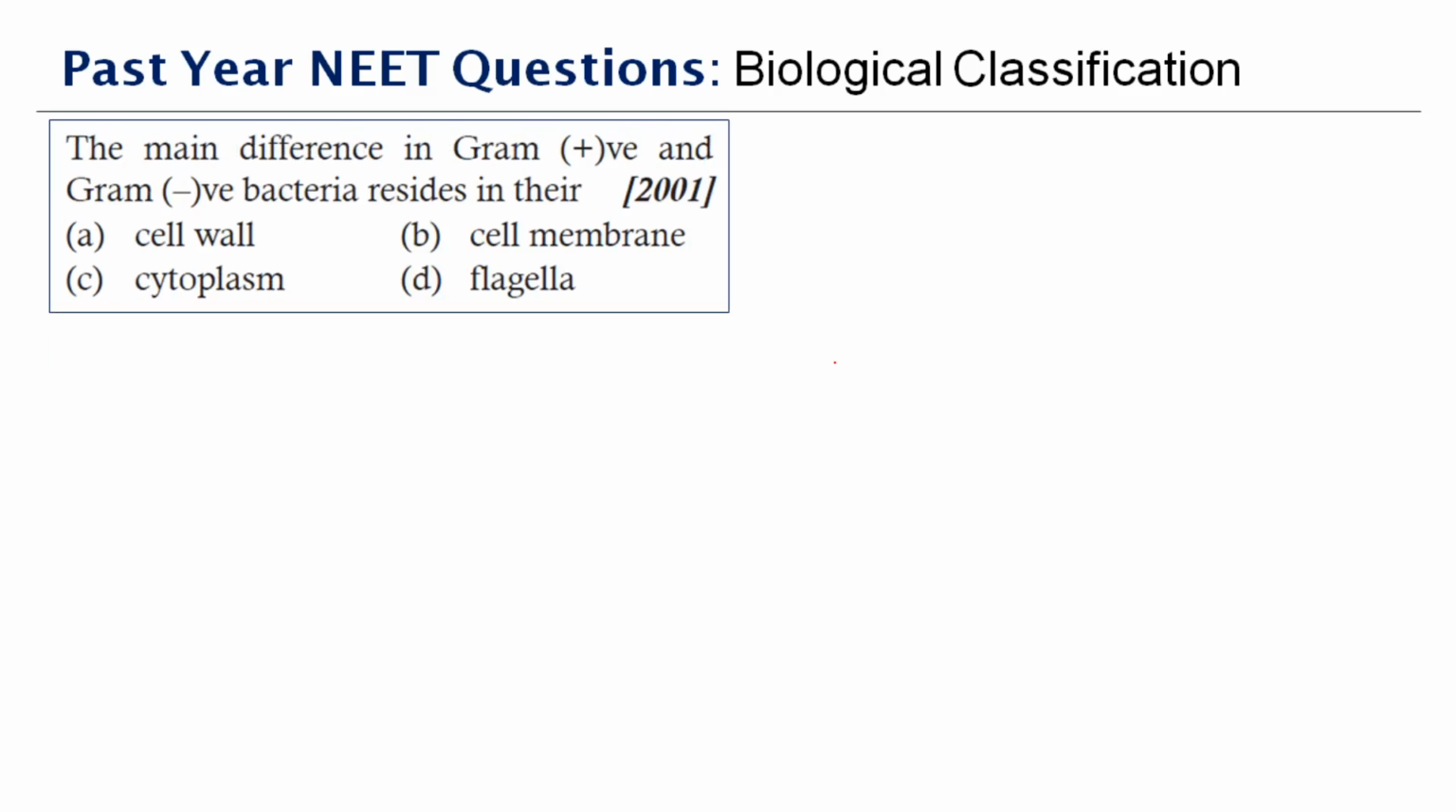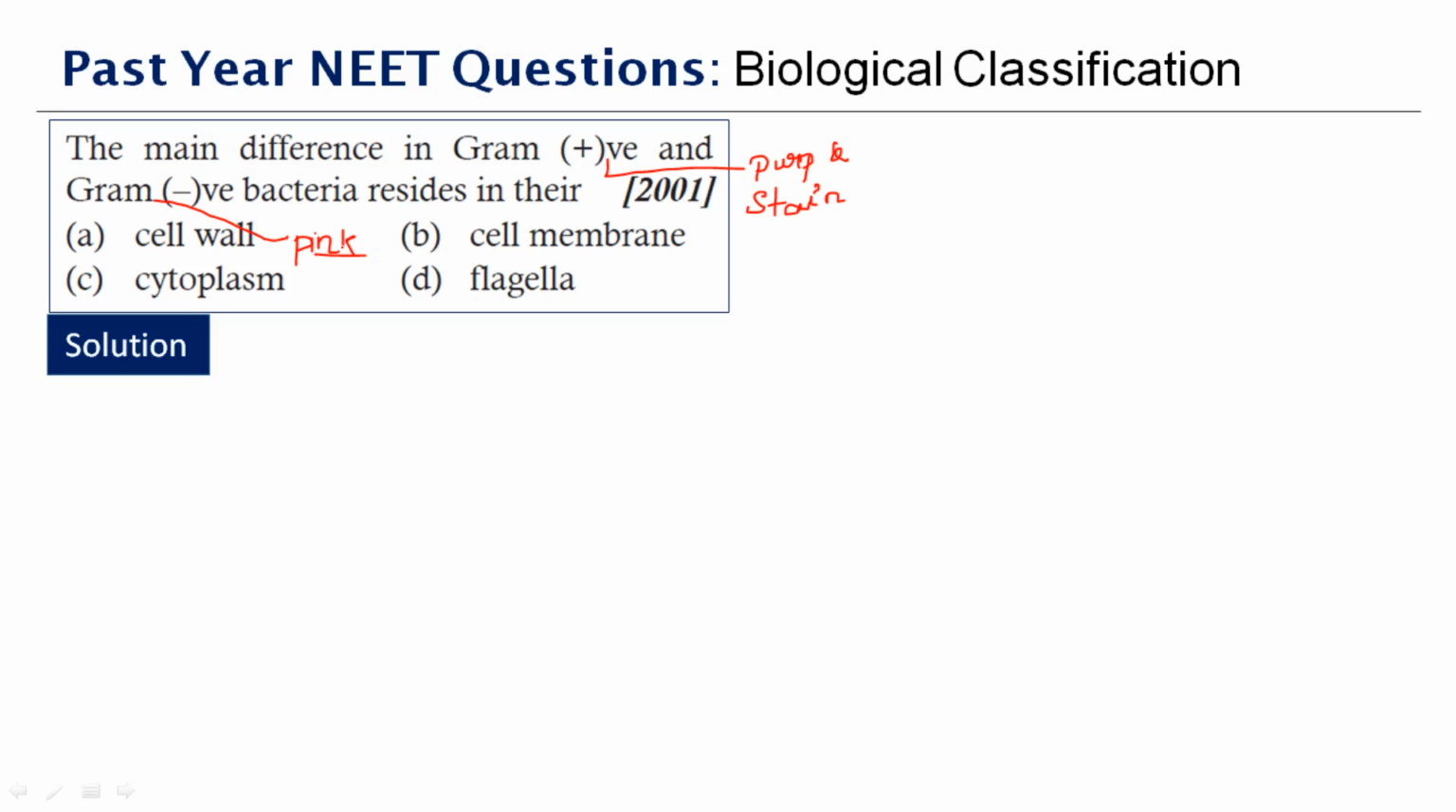Next question here. The main difference between the gram-positive and gram-negative bacteria resides in their dash. Let me explain an interesting thing here. When we talk about gram-positive and gram-negative, gram-positive takes in purple stain, while gram-negative takes in the pink stain. What is this stain? Have you ever thought about it?